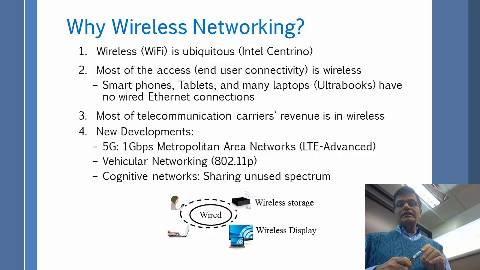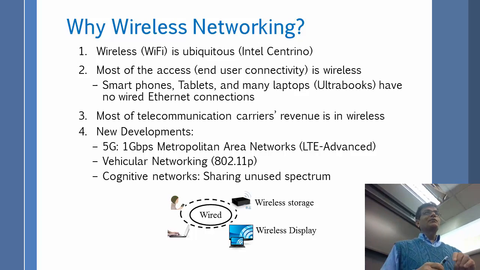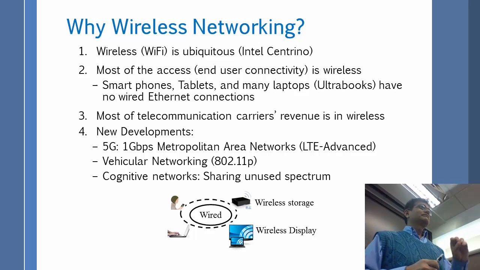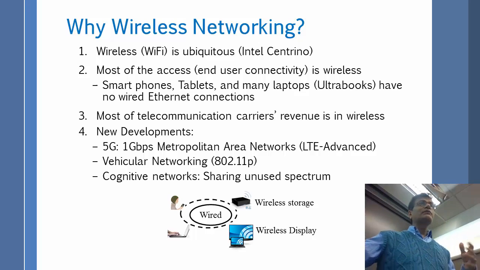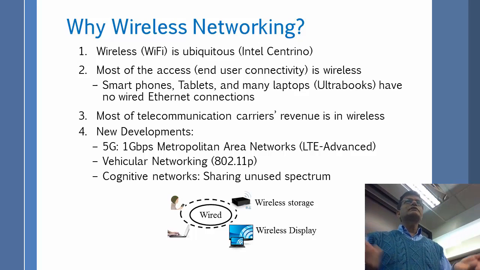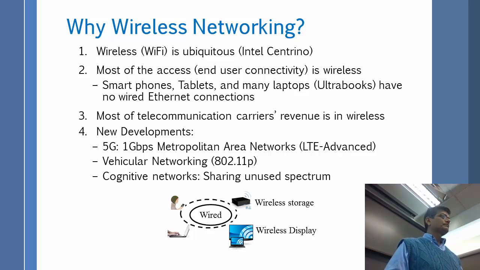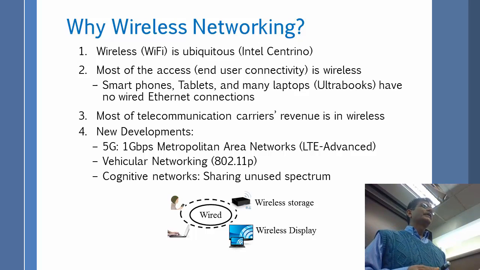Most of the telecommunication carriers' revenue is in wireless. Now, if you are a telephone company, AT&T, Verizon, T-Mobile, previously they used to have a telephone line business. They used to give you a telephone line to the home, but most of you don't get that telephone line anymore. You don't order the telephone line, so they're out of business on that one. Right? And so most of the money is coming from wireless.